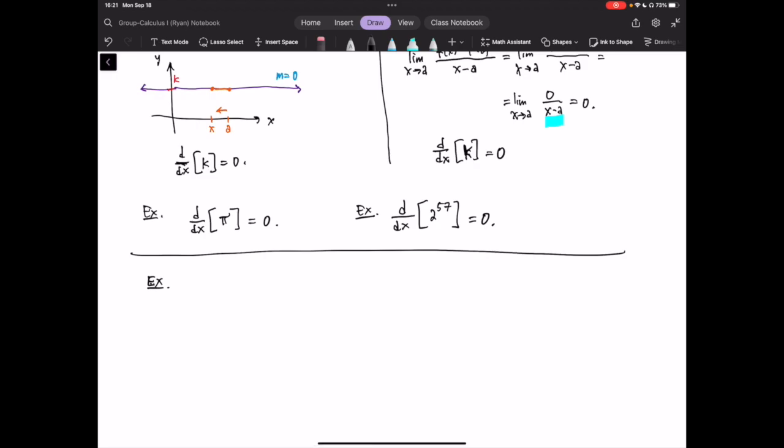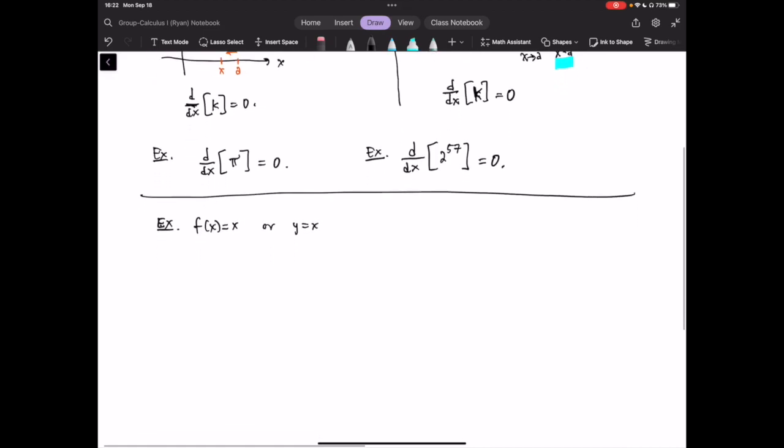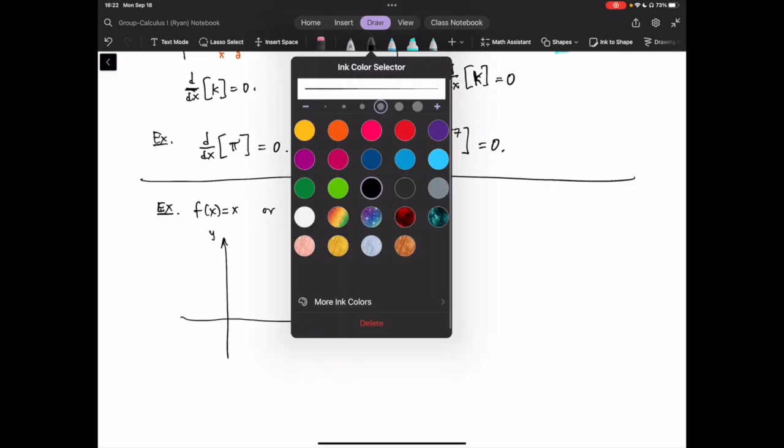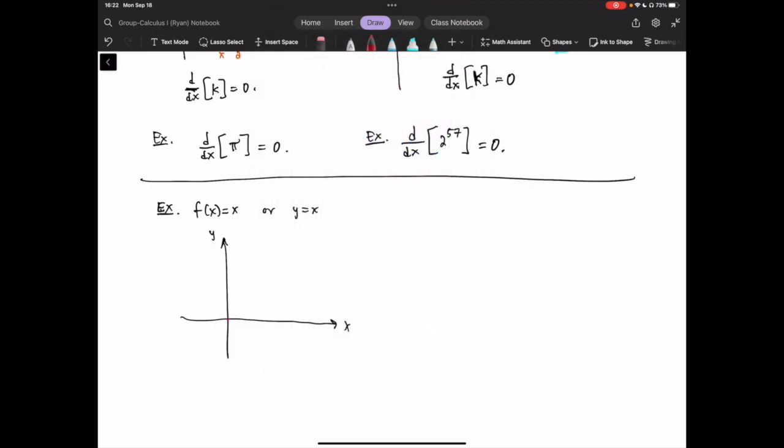So consider this function. Let's say f of x is just equal to x. Again, if we want to think of this geometrically, which we'll do this one geometrically as well, and then we'll kind of stick with our limit definition after this. But if we talk about the function y equals x, we want to try to find the derivative of this, right? Well, this is, again, a line, right? This time the line is not horizontal, but y equals x is a line that passes through the origin and has a slope of 1. So the line y equals x looks like this.